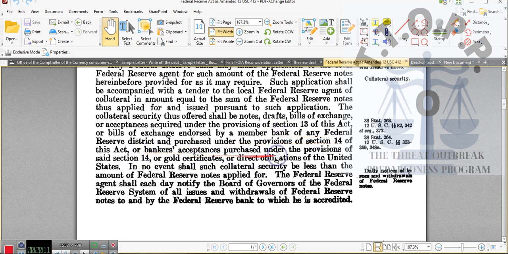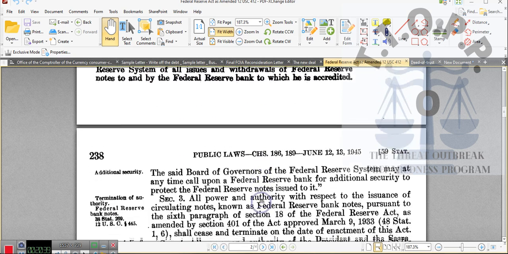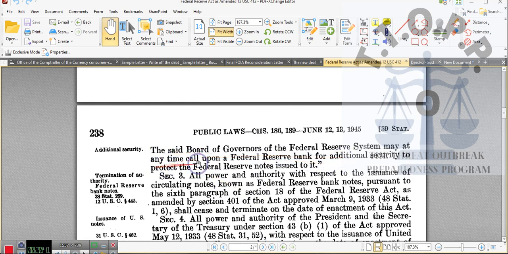Now, it says, or banker's acceptance is purchased under the provisions of said section 14, or gold certificates, or direct obligations of the United States. In no event shall such collateral security be less than the amount of the Federal Reserve notes applied for. Federal Reserve agents shall each day notify the Board of Governors of the Federal Reserve System of all issues and withdrawals of Federal Reserve notes to and by the Federal Reserve Bank to which he is accredited. The said Board of Governors of the Federal Reserve System may at any time call upon the Federal Reserve Bank for additional security to protect the Federal Reserve note issued to it.